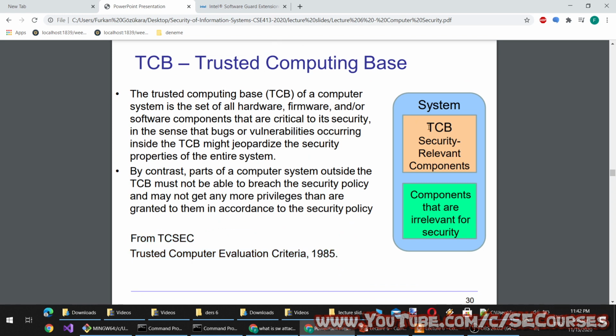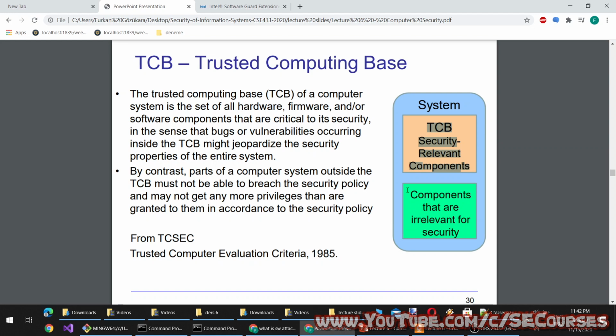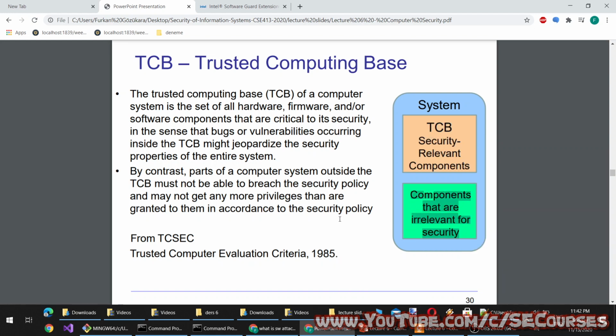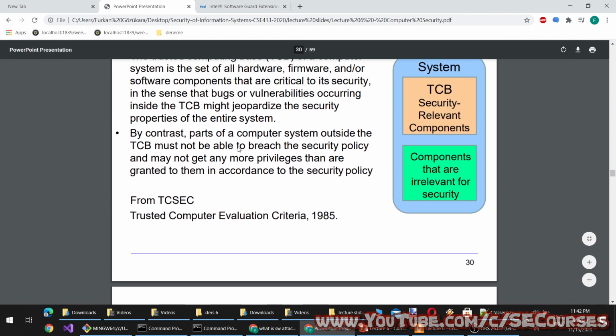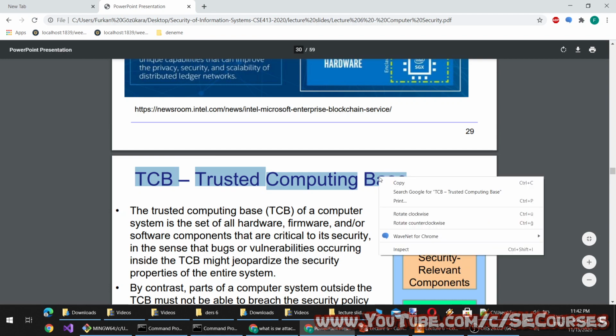Okay, so we separate components into two categories: TCB, security relevant components, and components that are irrelevant for security. Okay, and let's see if there is more information related to this.